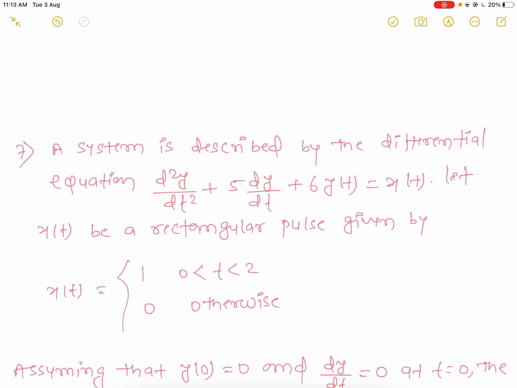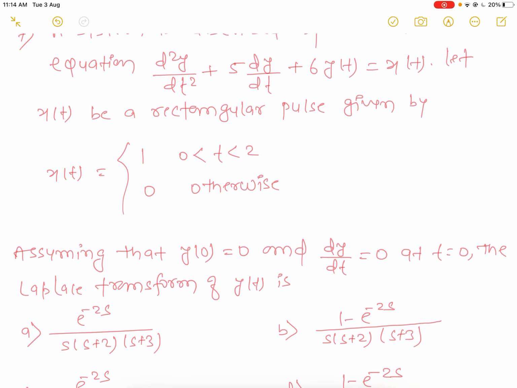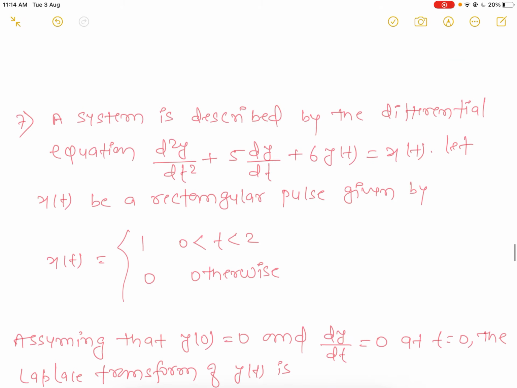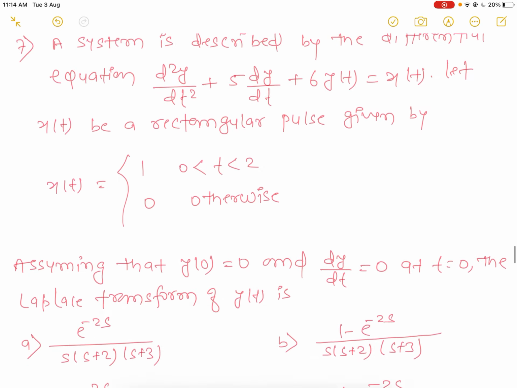A system is described by the differential equation d square y upon dt square plus 5 dy by dt plus 6 y(t) is equal to x(t). Let x(t) be the rectangular pulse given. Assuming that y(0) and dy/dt at 0 are zero, the Laplace transform of y(t) is. Here x(t) is given, and we have to find y(t) in the Laplace domain.